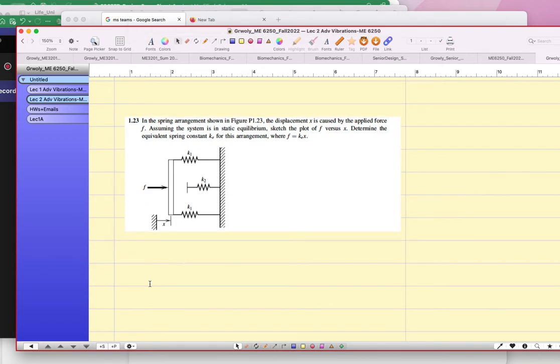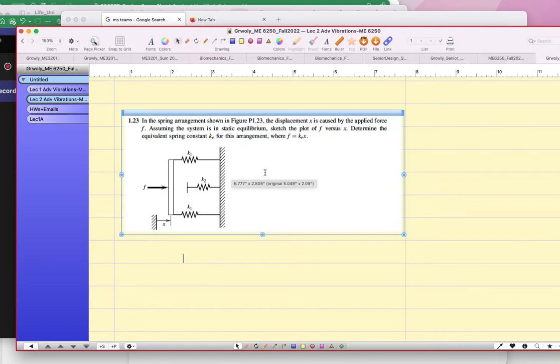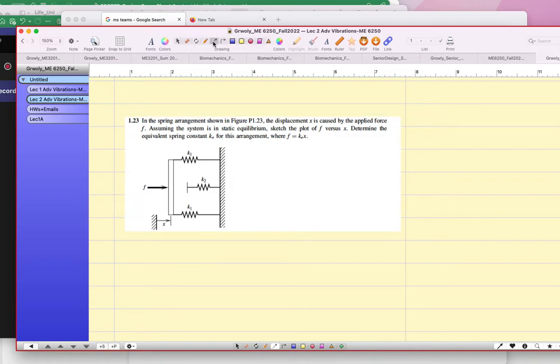So this is the question which we are asked in the spring arrangement shown in the system. The displacement x is caused by the applied force. This force is being applied in this direction to this plate, and this causes the spring deflection. Assuming the system is in static equilibrium, sketch the plot of force versus x. So we have to plot the force versus x.